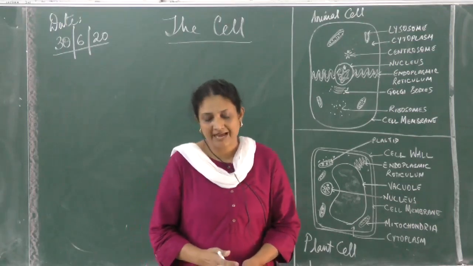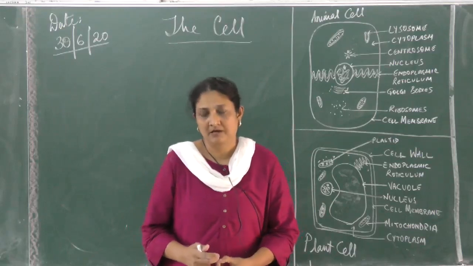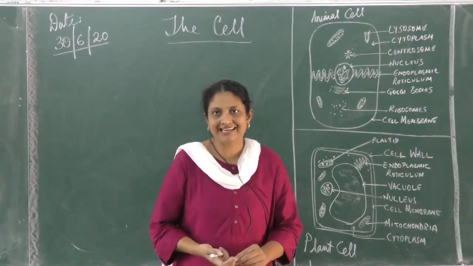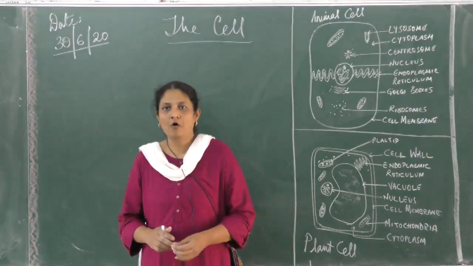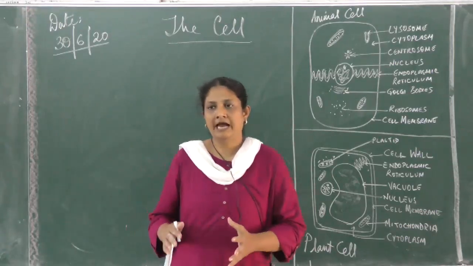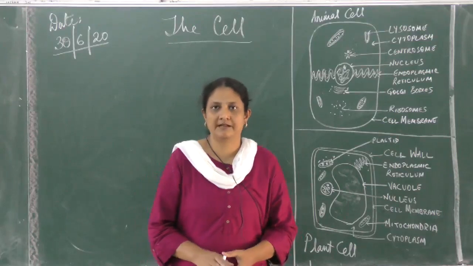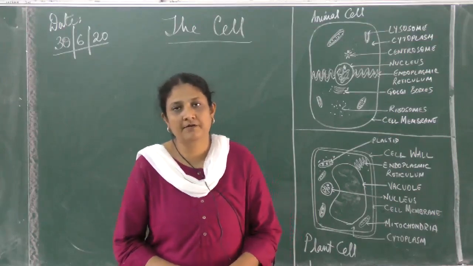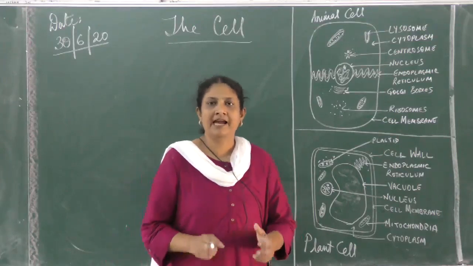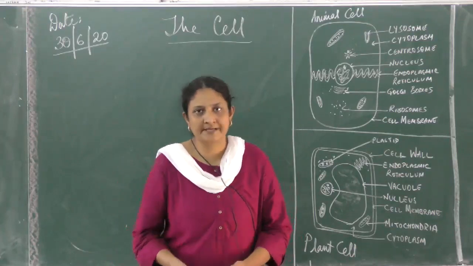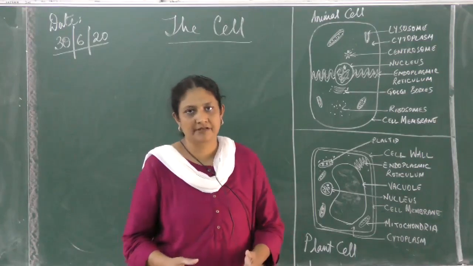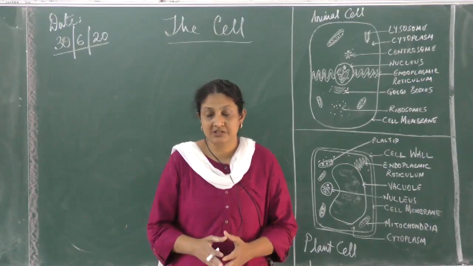The next one that we have is called the vacuole. Vacuole is an empty space where all the extra and unused things are stored. It is called the storehouse of the cell. Now vacuoles we generally find in plant cells. In animal cells sometimes it may be present, but that is very temporary, and after some time it just gets dissolved.